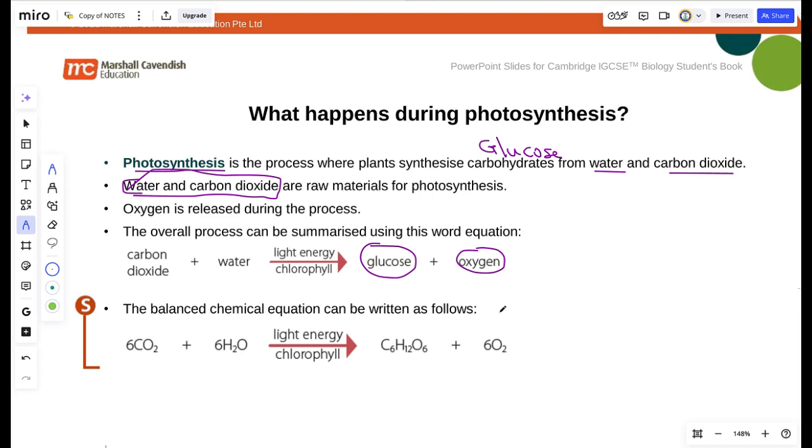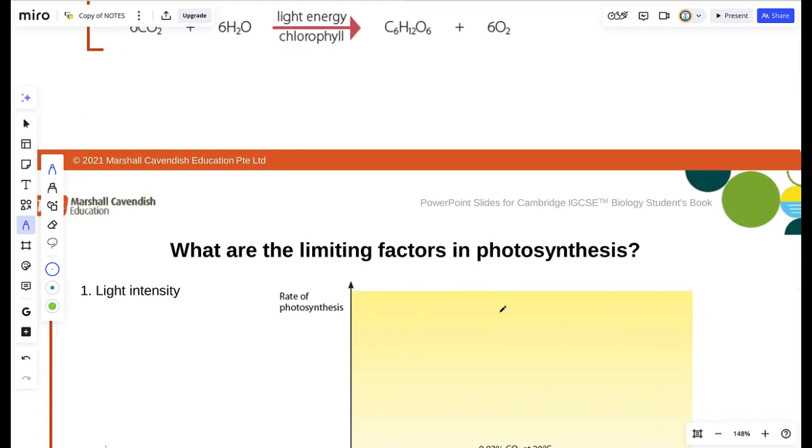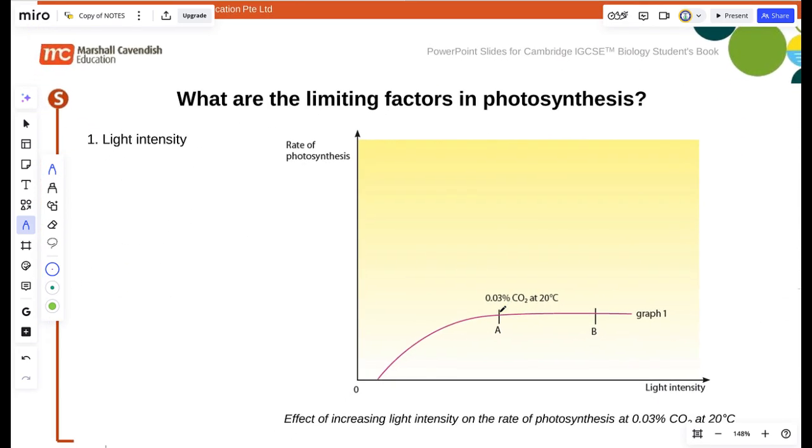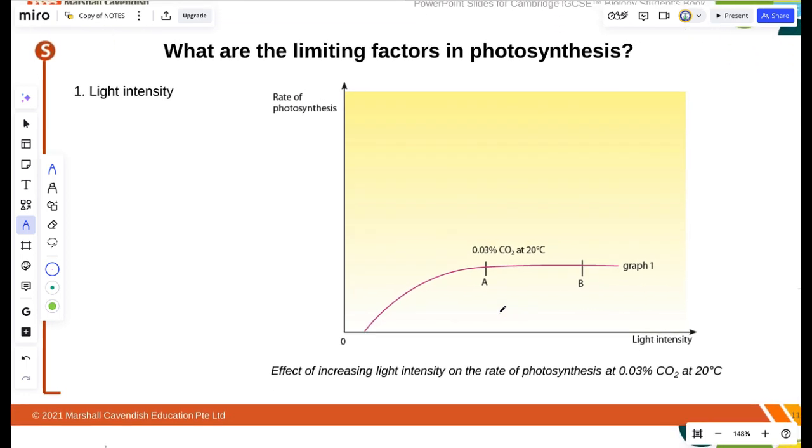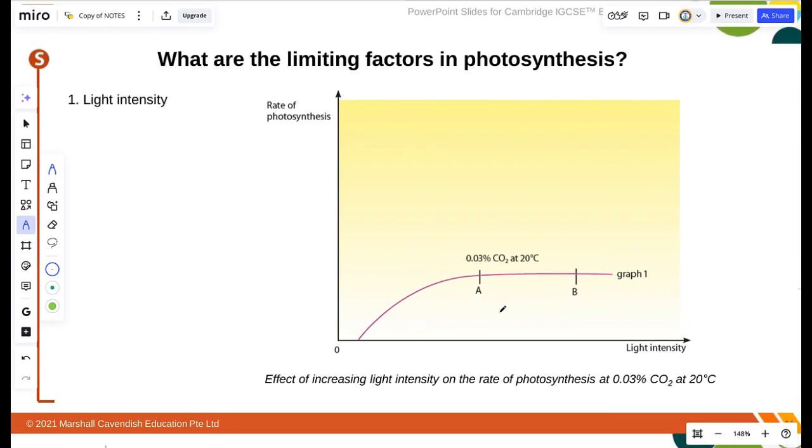Okay, that's that for that. Let's move to the next stage. Now, the next stage is to look at what the limiting factors in photosynthesis are. What factors affect the rate of photosynthesis? This one comes up every day in the exam, in graphical format, in whatever format, both in multiple choice questions and in structured questions. So we're looking at the limiting factors that affect photosynthesis. Number one is the light intensity.